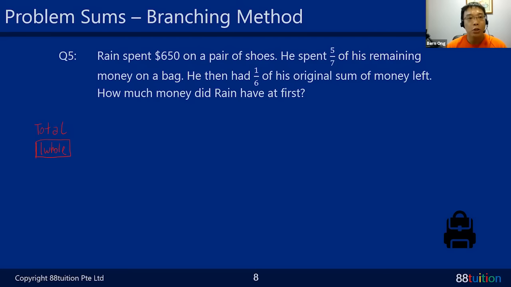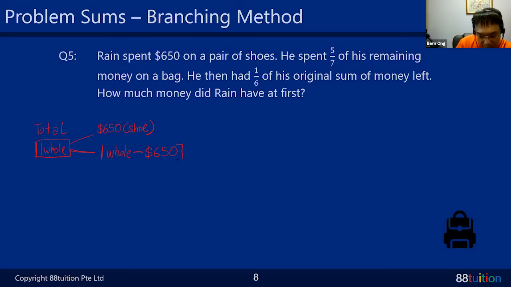Chop, chop, go. So Rain spent $650 on a pair of shoes. From the total, down here, he spent $650 on shoes. Then he spent 5/7 of his remaining money. What is 5/7 of his remaining? Oh no, from one whole, you have to take out your $650. So down here, I purposely call it one whole. One whole minus what? Minus $650.